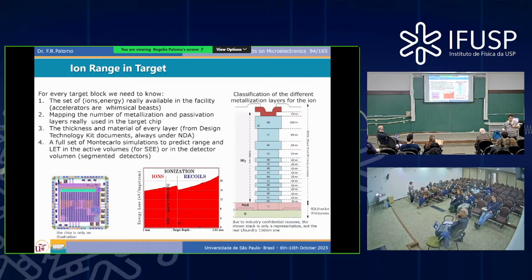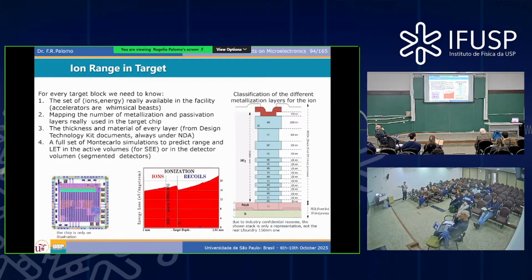You have been listening to me about using SRIM. Now that's a real use of SRIM, because first you need to know whether the particles in that particular facility are able to go through the metallizations. So first you need to know this profile. That's the profile of the metallization layers scattered in the device. But you have to cross almost every one of them to reach the active area.